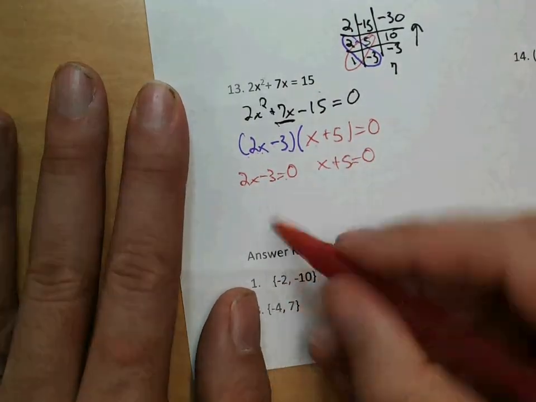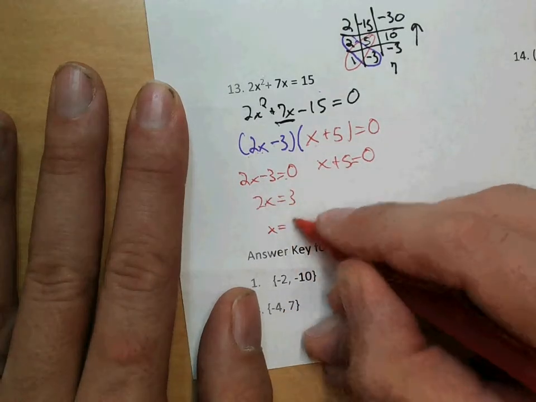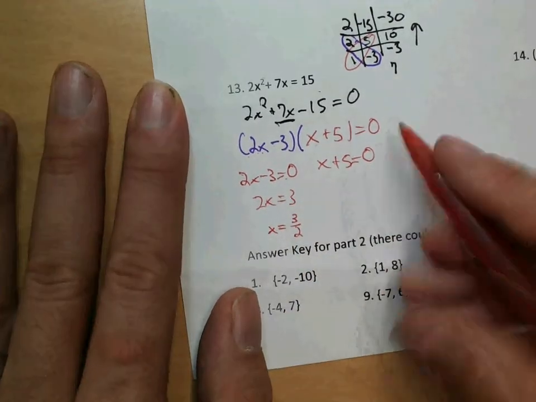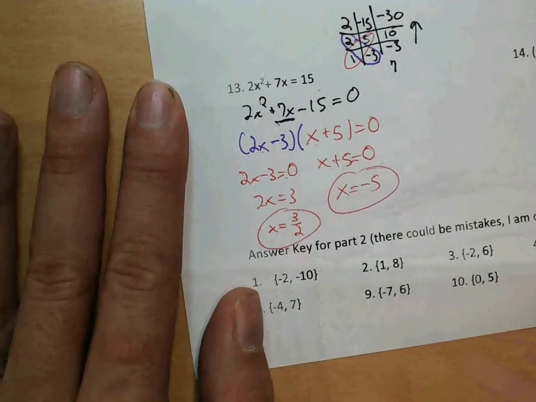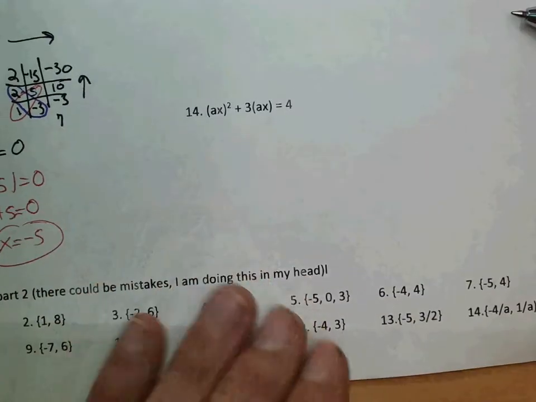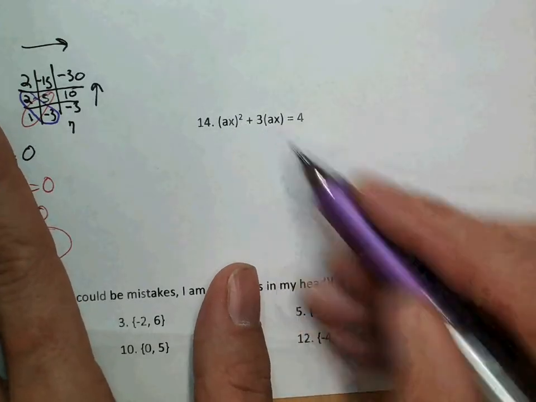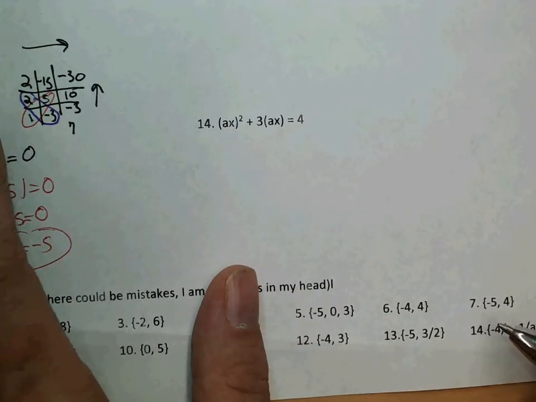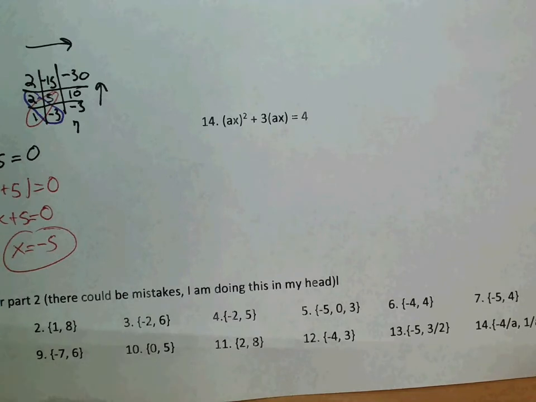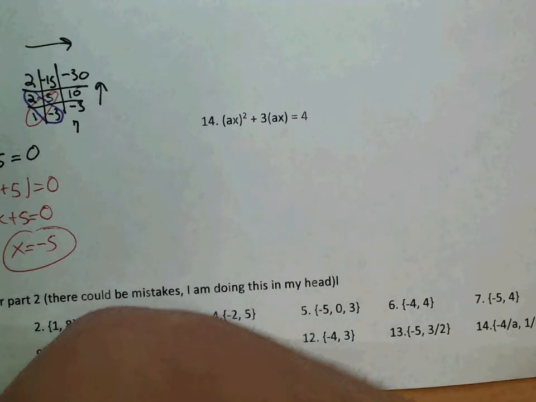2x minus 3 has to equal 0, or x plus 5 has to equal 0. To solve this, we add 3 to both sides, and then divide by 2. x is 3 halves, or x is negative 5. Those are our two solutions. The last one, I'm not going to solve for you. It's a little bit different, and I love it.